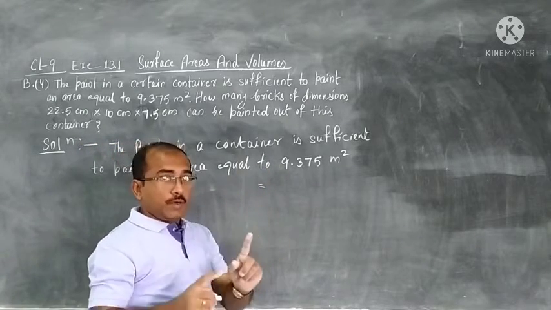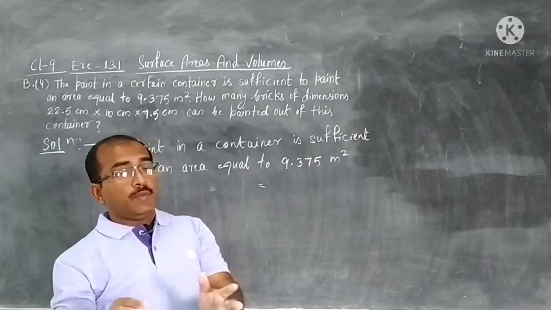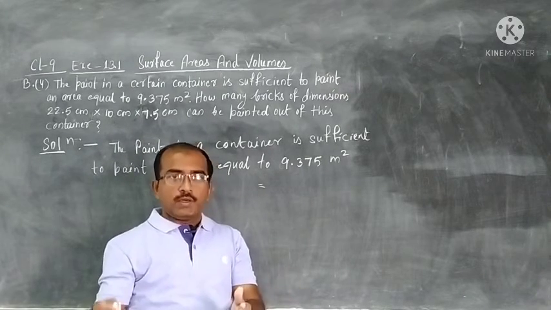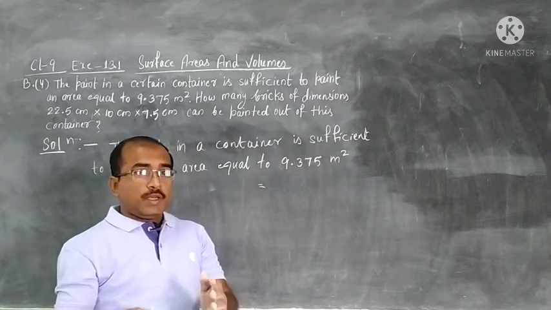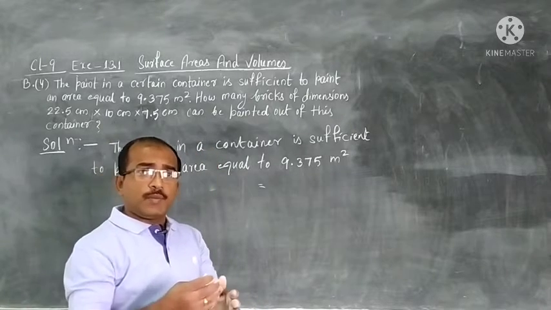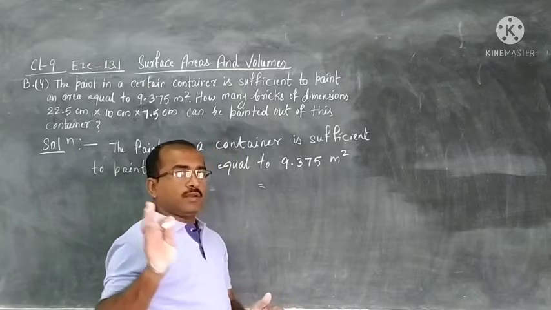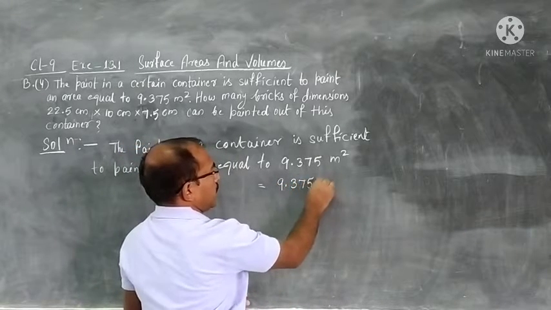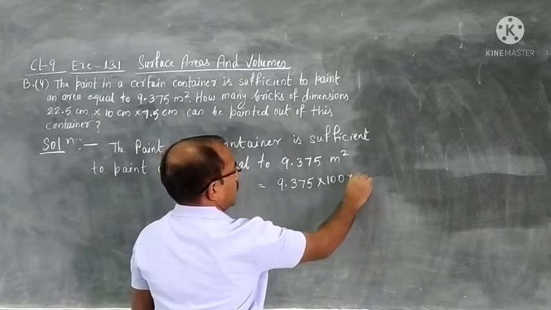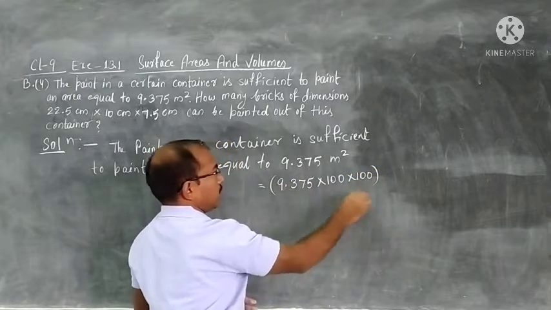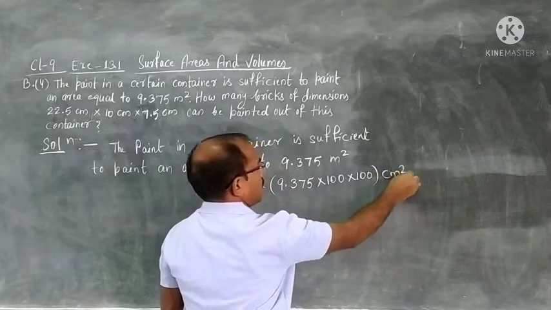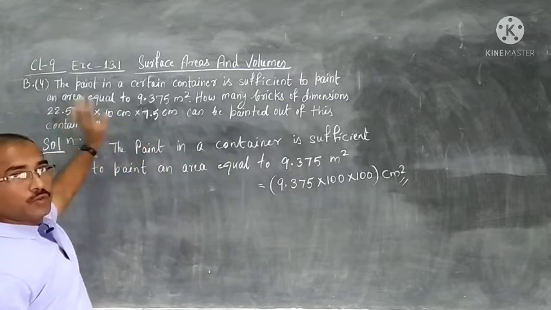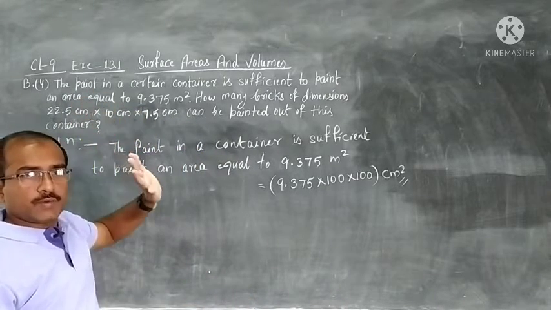Usually if we convert meter into centimeter, we multiply it by 100. 1 meter is 100 centimeter, 2 meter is 2 into 100, 200 centimeter. But if it is meter square, we have to multiply it by 100 into 100. I hope you know this. So 9.375 into 100 into 100. Now what shall we write here? Centimeter square. Why did we convert into centimeter square? Because bricks we will not convert into meter, bricks we will keep in centimeter.